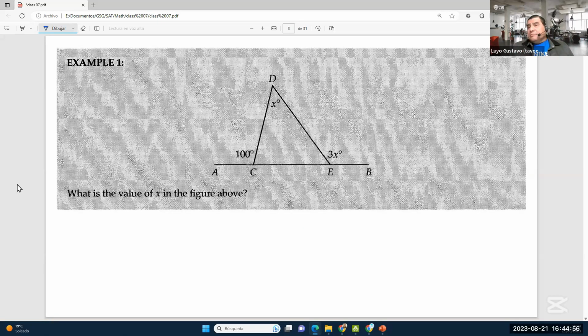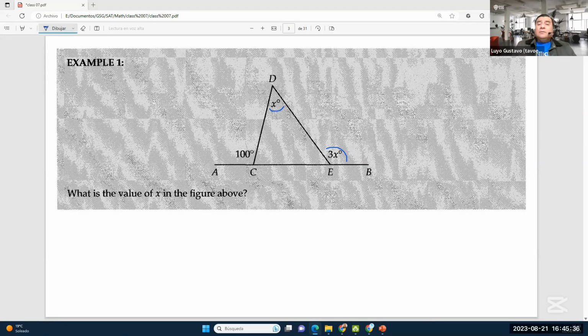We see the figure and we can see clearly there is a line segment from A to B, and on top of this segment, coinciding with one of the sides of a triangle CDE, we have several angles in the figure and we need to determine what's the value of X in the figure above. How could we calculate X? Okay, where do we see X? We see X here. And also it appears here as part of this angle, right? 3x.